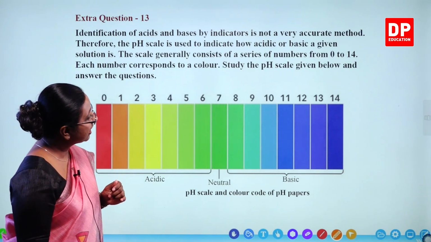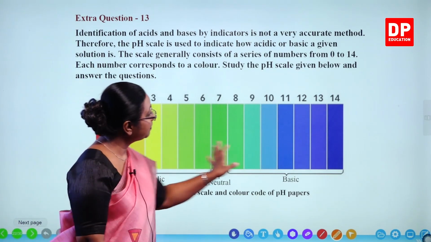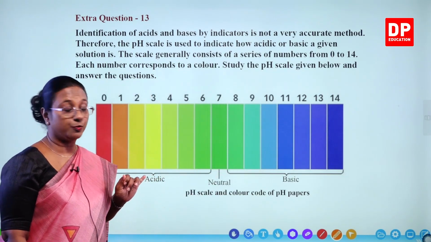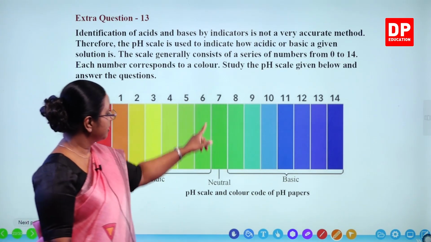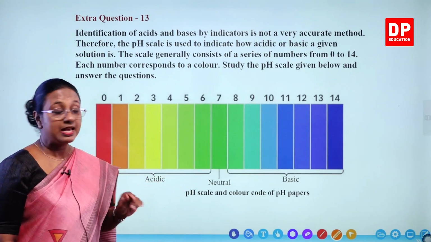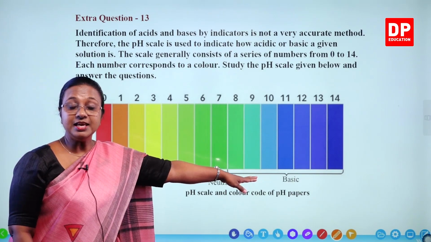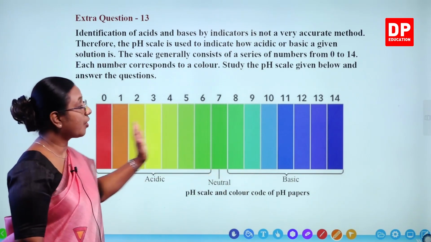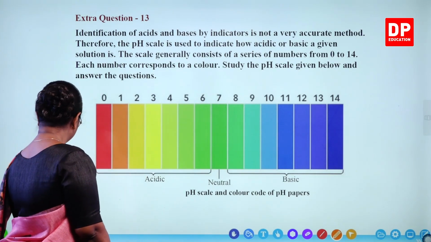Study the pH scale given below and answer the questions. So, here the pH scale is given to you. You can see all the colors. You know the acidic range. 7 is neutral and from 8 to 14 it's the base. And you know the acidity decreases, basicity increases when you go from 0 to 14. Now we will look at the questions.